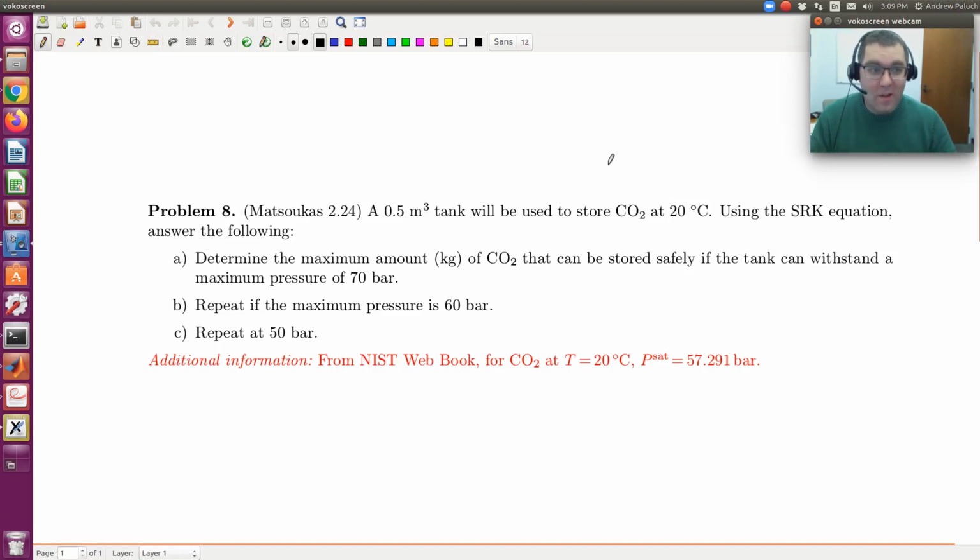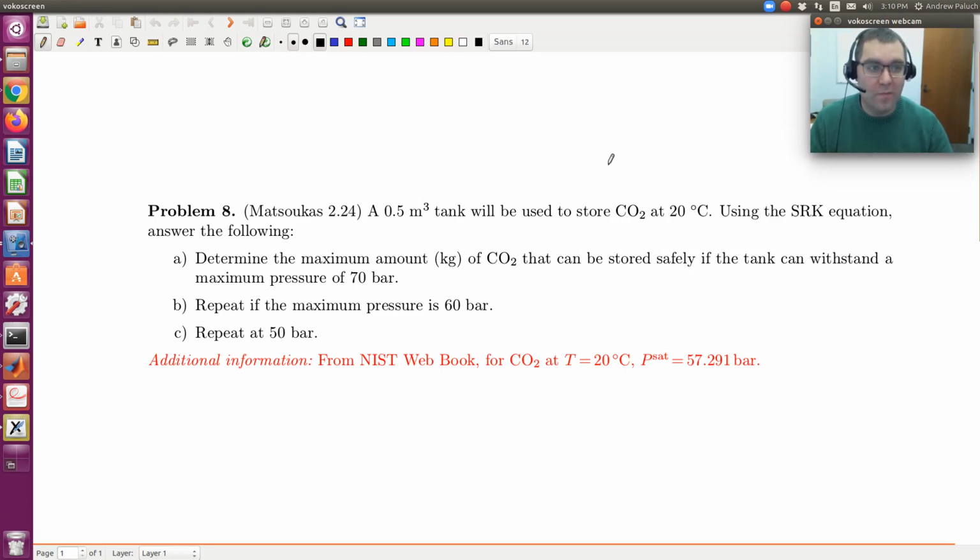All right, let's take a look at problem 8. Problems 8 and 9 are going to differ from the previous problems in that now we'll work with our cubic equation of state. We've used a truncated virial equation, we used the Kessler, now we're going to use our cubic equation of state as our method to calculate Z, our compressibility.